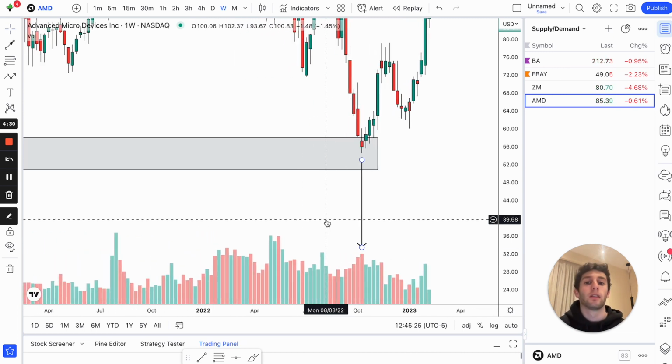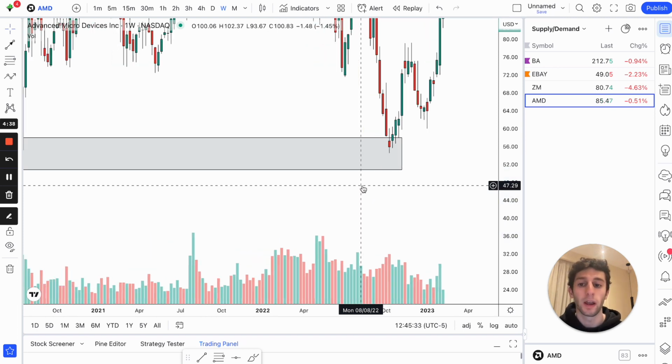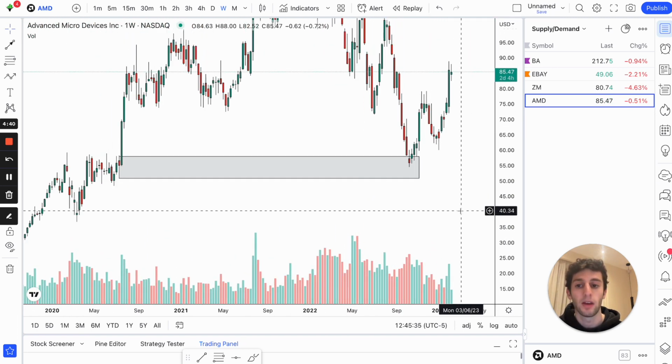Now, let me also go over the 4th confirmation, okay, which is going to be the penetration of the demand zone itself. So when I am looking at supply and demand zones, ideal scenarios, I want to see price just nick the very top or bottom of these zones, okay?